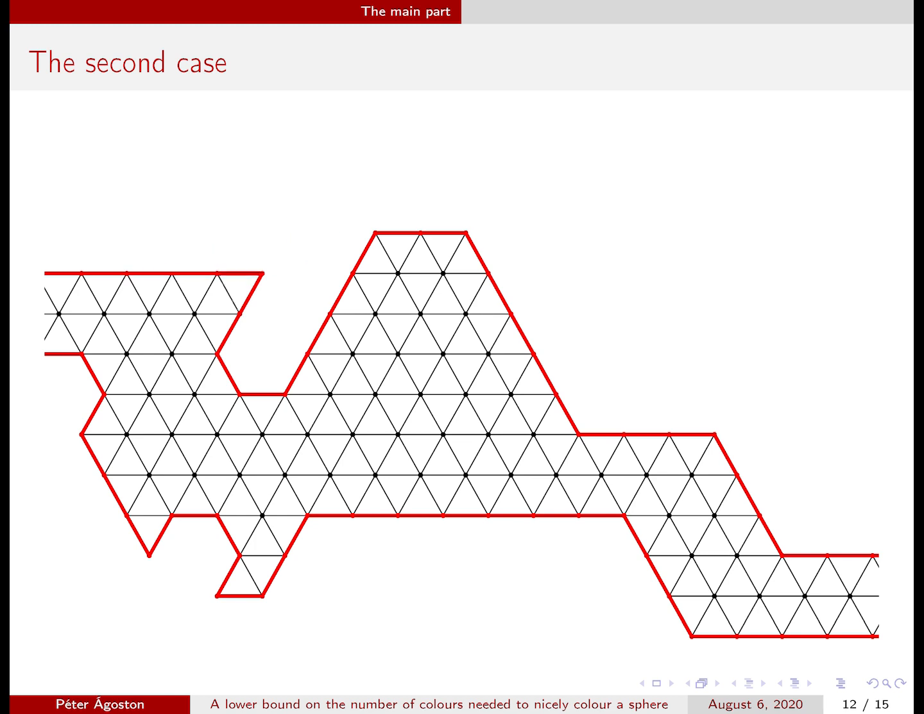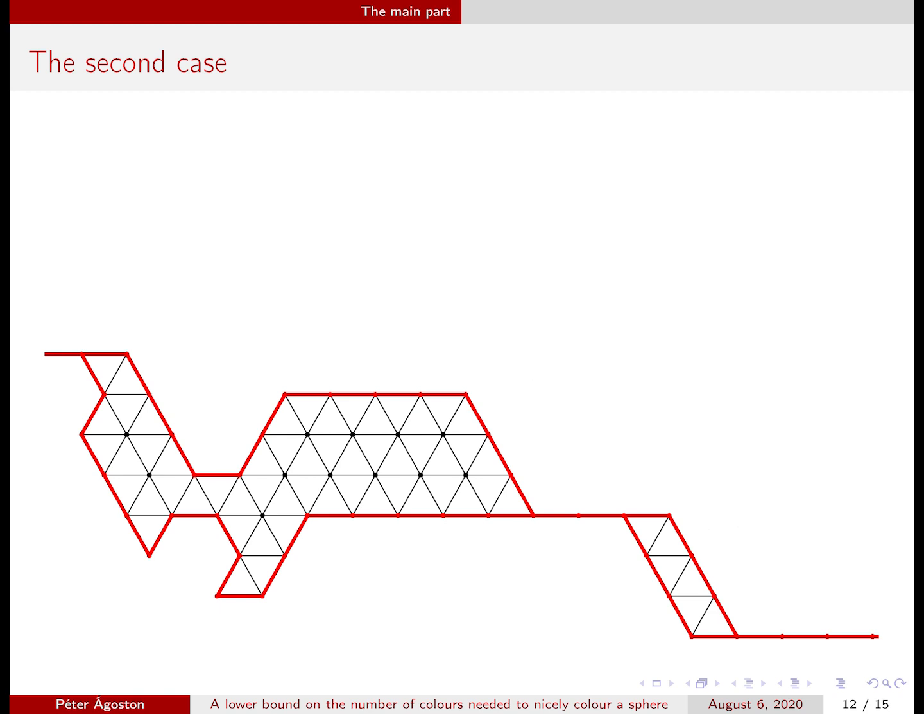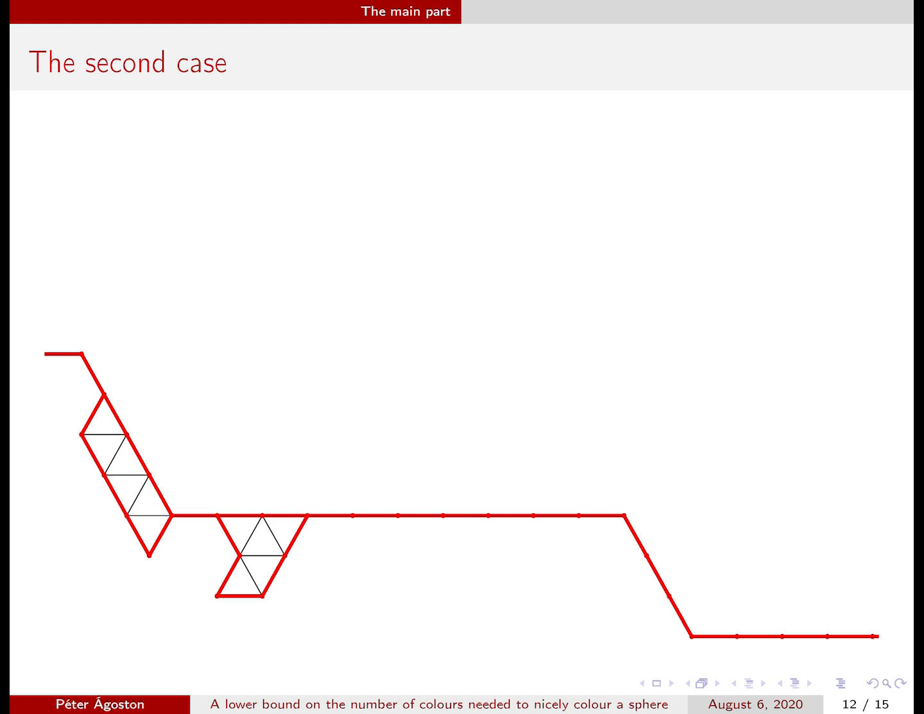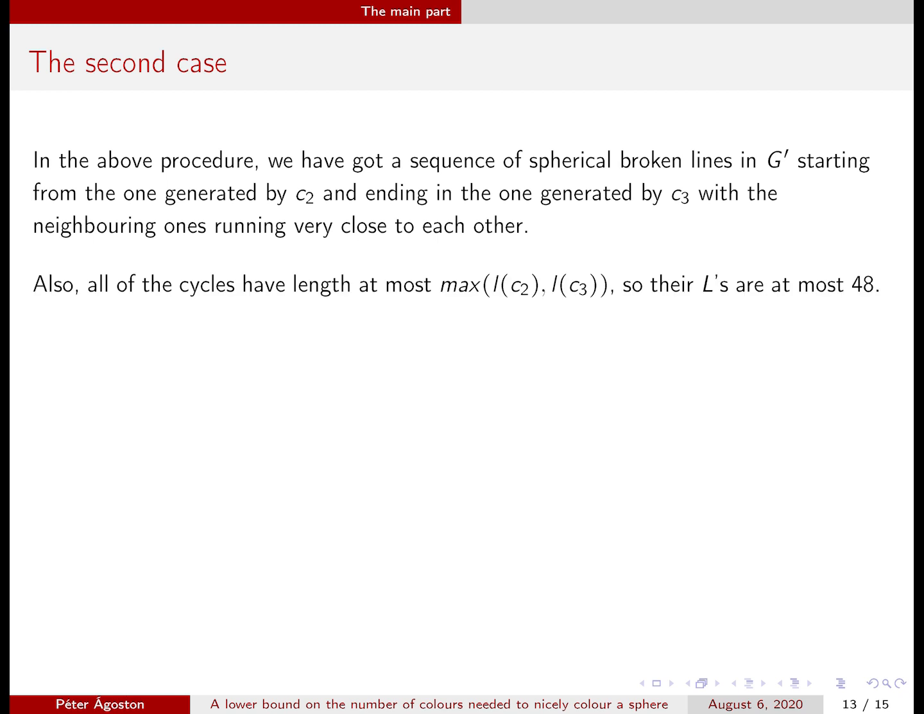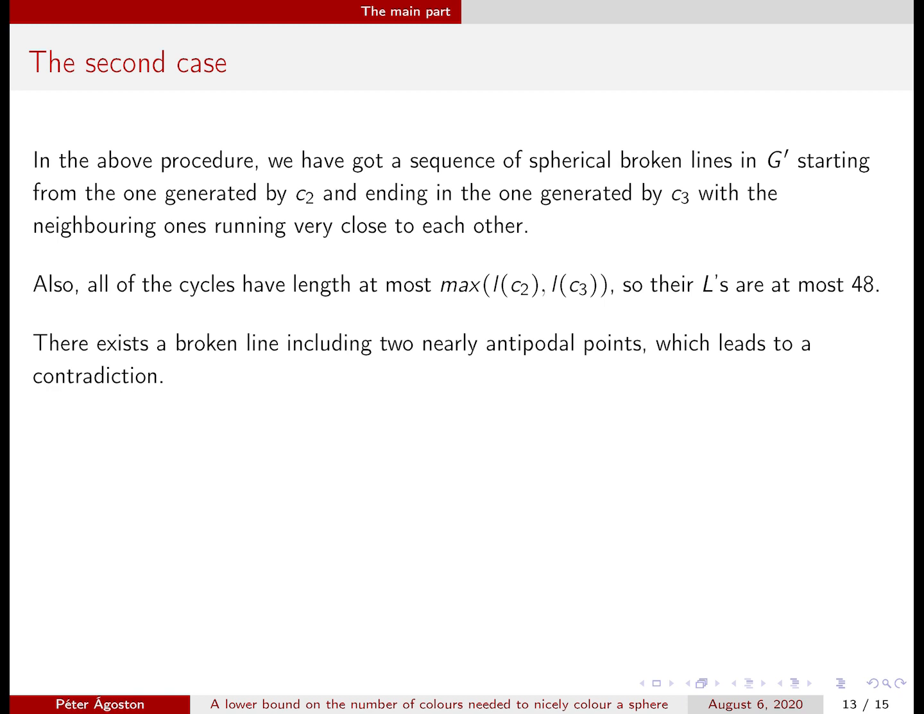We even can make other kinds of steps fulfilling these properties, like shifting C2 one step in a downwards direction if possible, or taking more than one step at the same time. If we are stuck with C2, we can move C3 in the direction of C2. In the end, they will coincide. With the above procedure, we defined a series of broken lines on S where the neighboring ones run close to each other. Also, all of them have graph length at most 24. But from a continuity argument, we can find one of them that includes 2 nearly antipodal points, which contradicts the lemma about the graph length and the geometric length of a path.